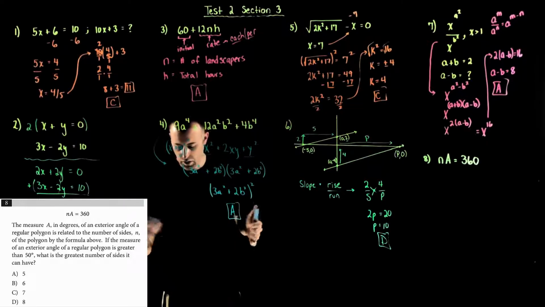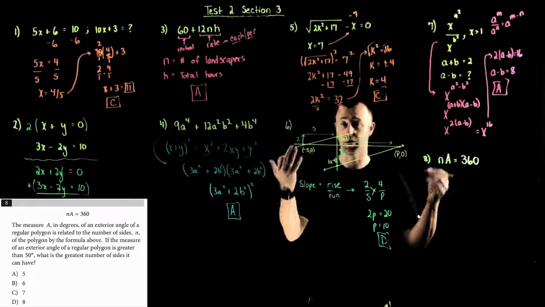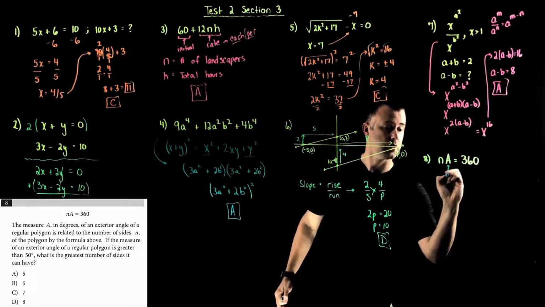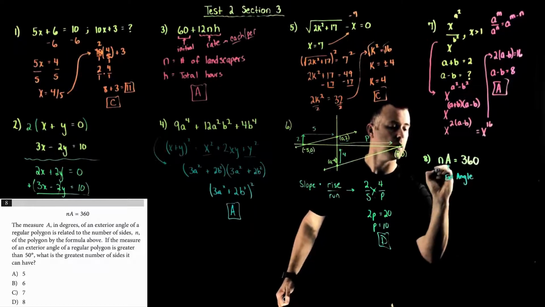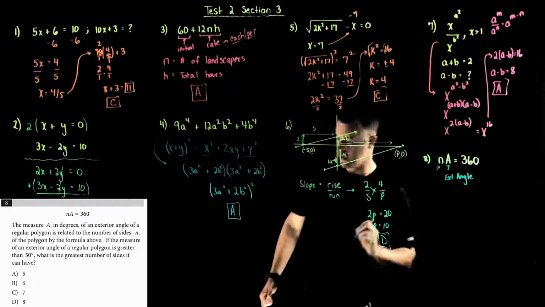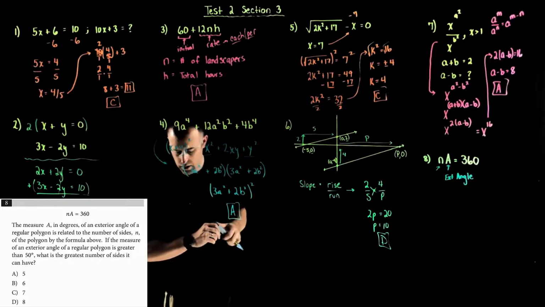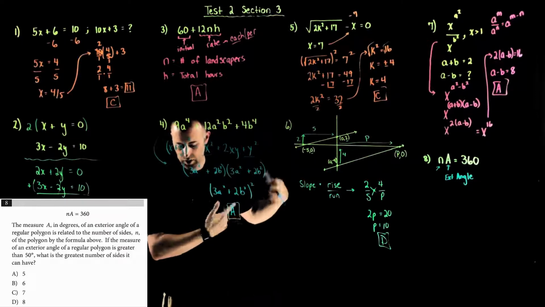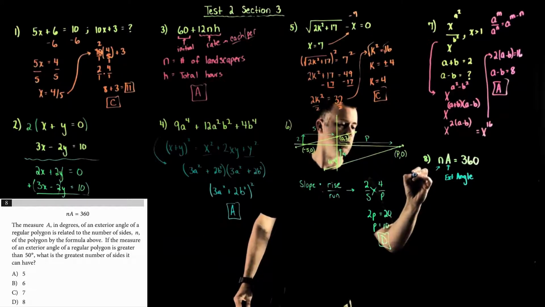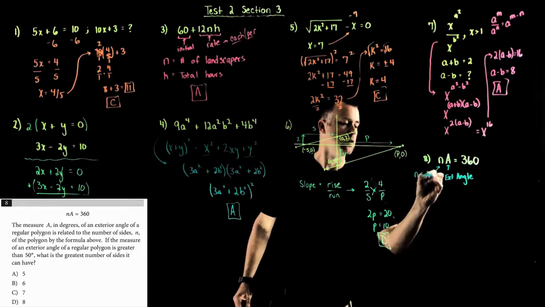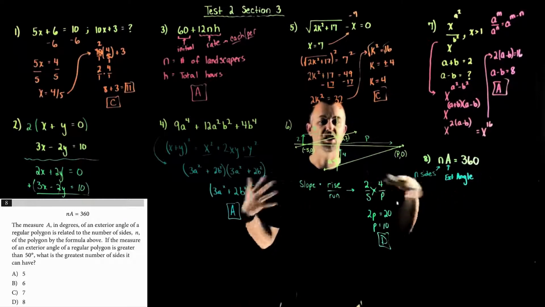So the measure a in degrees of an exterior angle, so there we go. This is literally just the equation for the sum of exterior angles of a polygon. So this is the exterior angle measure, and this is going to be, you can say, the number of exterior angles and the number of sides. So they're going to say the measure a in degrees of an exterior angle of a regular polygon is related to the number of sides n. So this one tells you we have n sides. So the number of sides times the measure of each exterior angle is always going to equal 360, always.